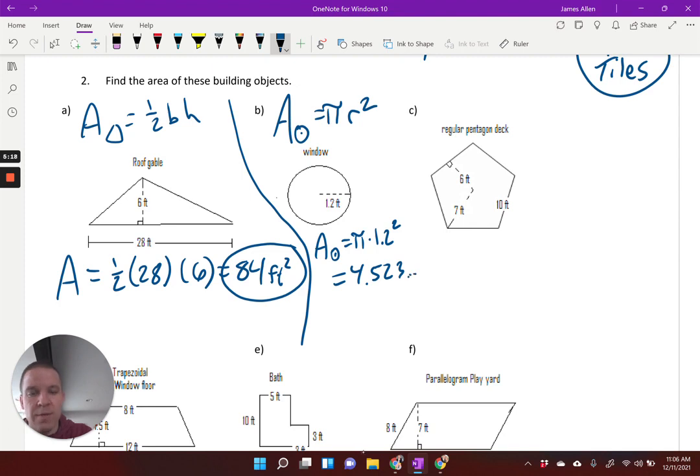4.523, and it goes on forever. So we're going to go ahead and say about 4.5, and that's again feet squared. Awesome. Fantastic and wonderful. Ooh, whoa. A regular pentagon deck. Someone's going crazy with their deck designs.